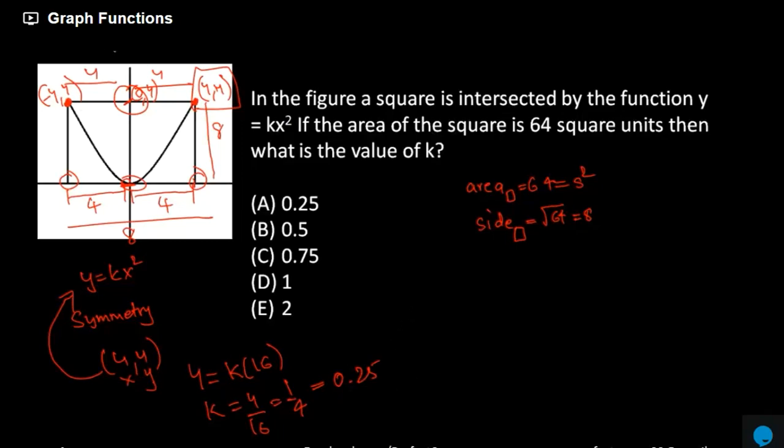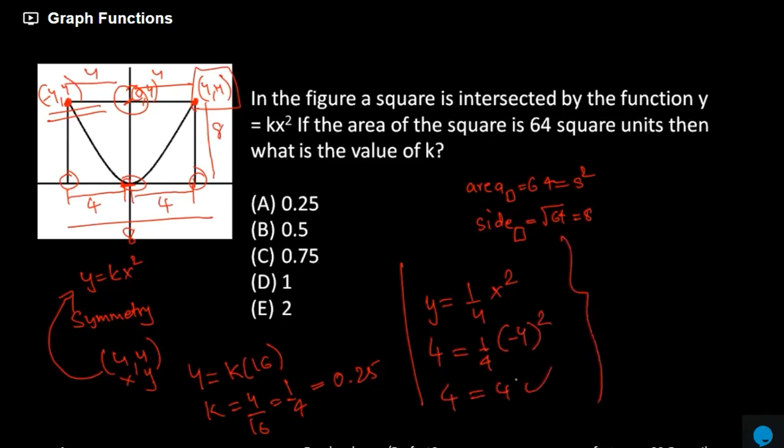Even if you want to double check your answer, plug your answer option back into this point. It should be satisfying this point also. That means y is equal to 1 by 4 x square. That means 4 is equal to 1 by 4 into negative 4 square. That means 4 is equal to 4. That has proven my answer.